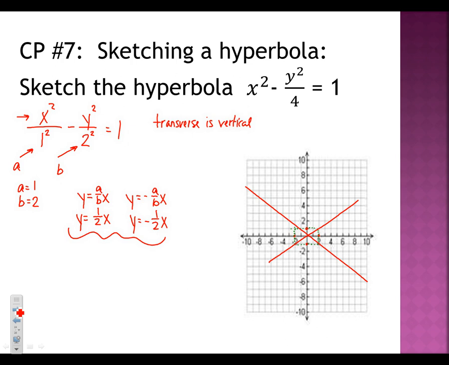Our vertices, if we're going to write our points of our vertices, we have 0, 1 and 0, -1 there. The conjugate axis is the b-axis, so our conjugate points at the end are 0, 2, nope, 2, 0, sorry, it's getting late, and -2, 0.